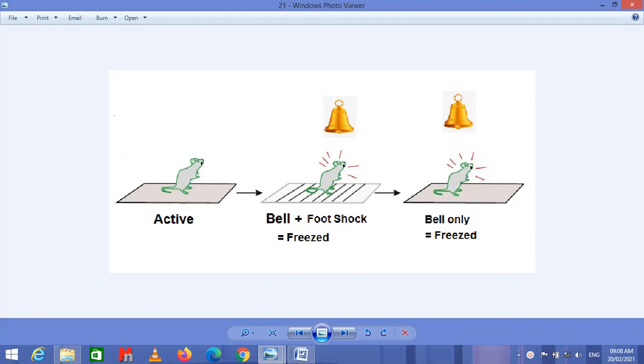Now, if we remove the amygdala from this mouse and give foot shock time and again, and apply the bell also, then after applying the bell, he will not show any freezing response, because the information regarding the fear cannot be stored in this mouse. The information can only be stored when there is an amygdala in this mouse.